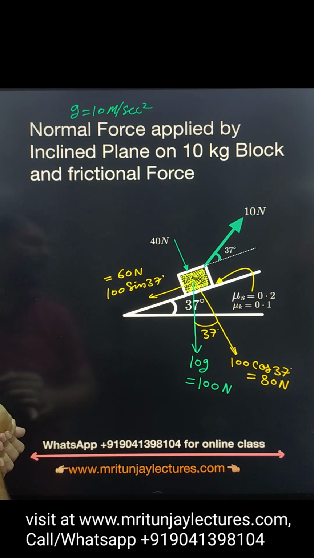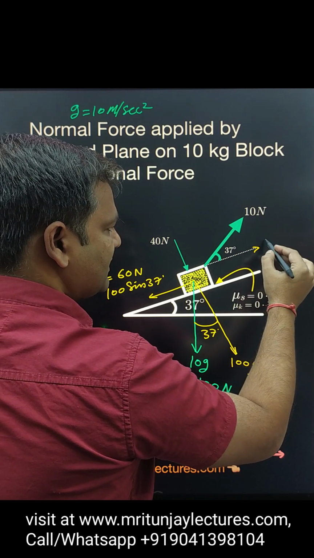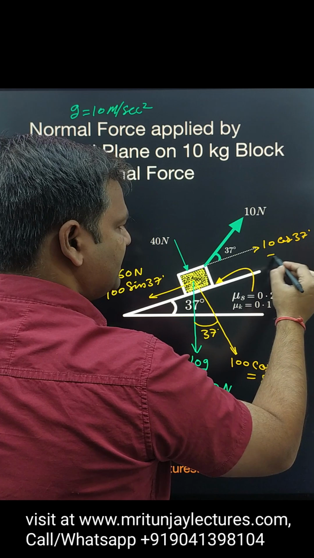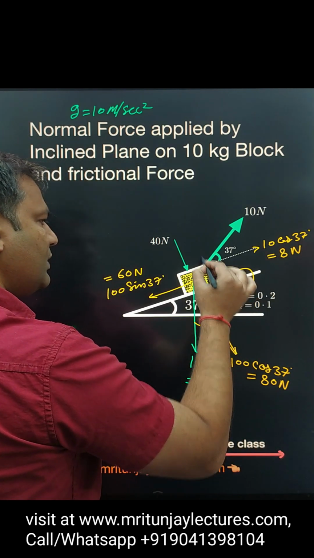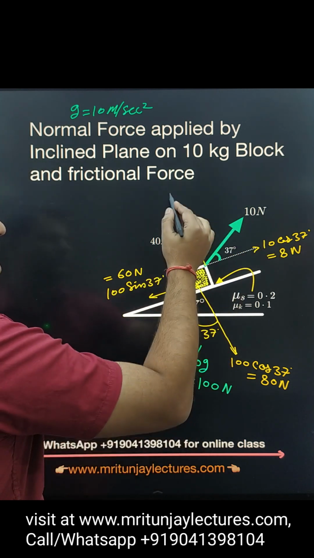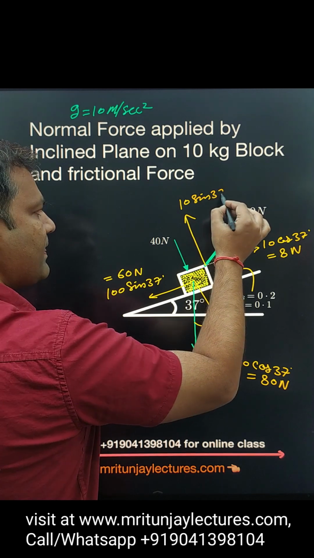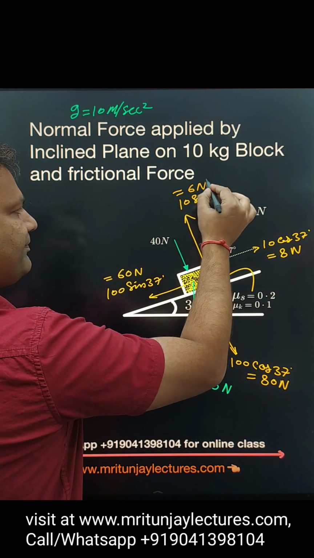After that, the component of 10 Newton along this direction is 10 cos 37. Cos 37 is 0.8. So that is 8 Newton. The component of 10 Newton along this direction is 10 sin 37, and sin 37 is 0.6. So that is 6 Newton.